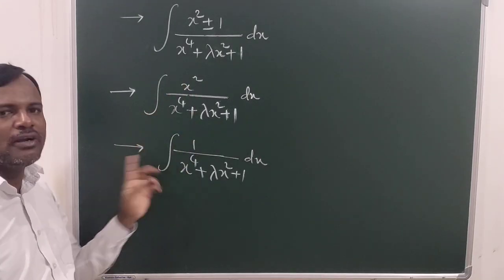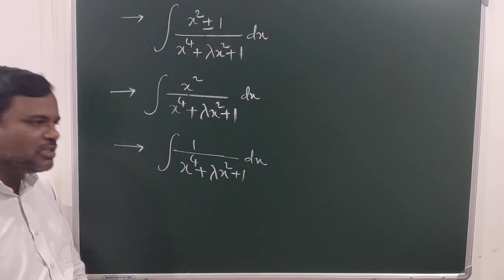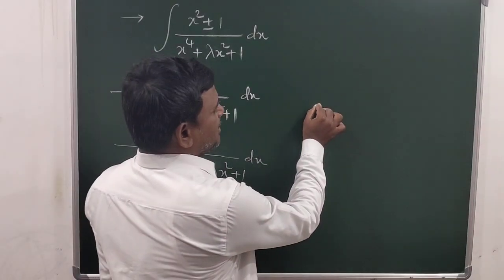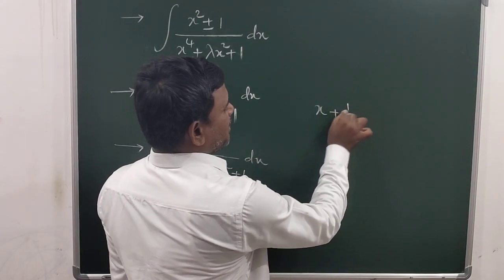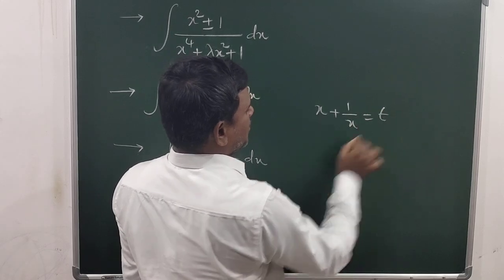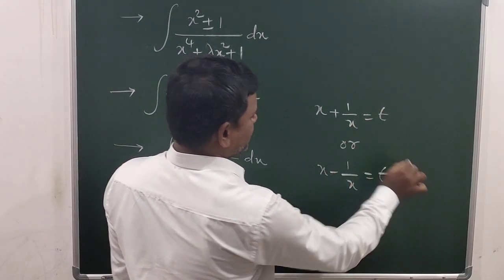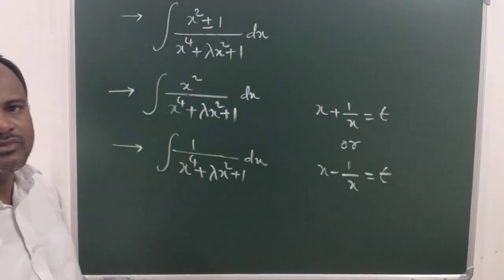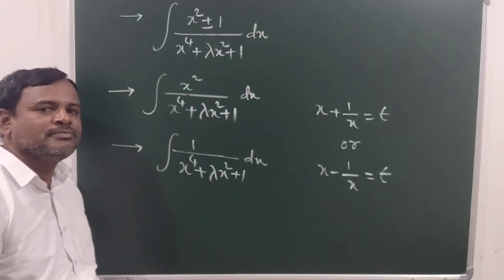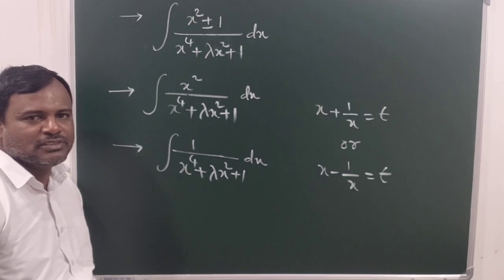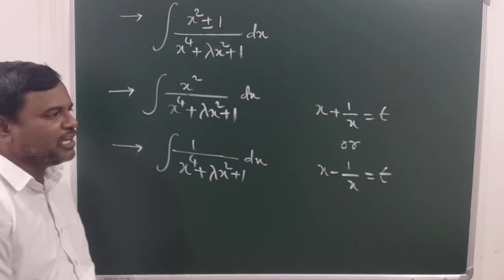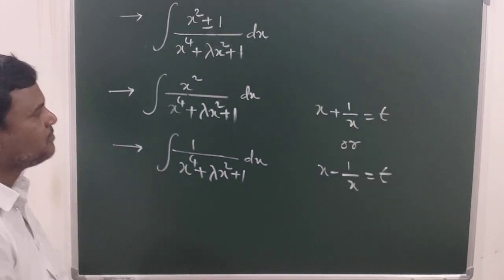So in these three types of models, the substitution is either x plus 1 by x equal to t, or x minus 1 by x equal to t, which you have to take. I will explain it along with some examples. Now let me explain those examples.